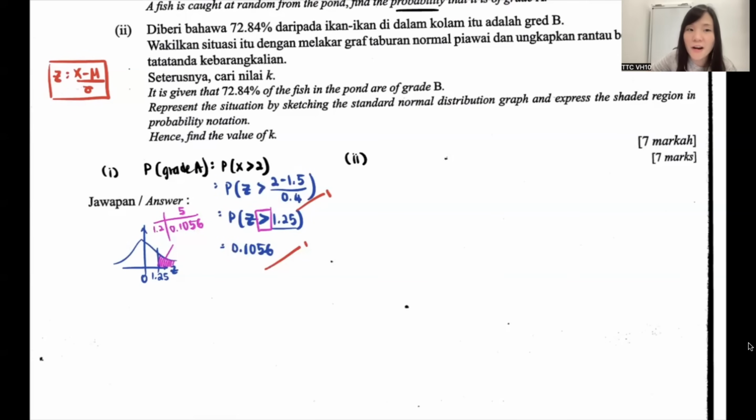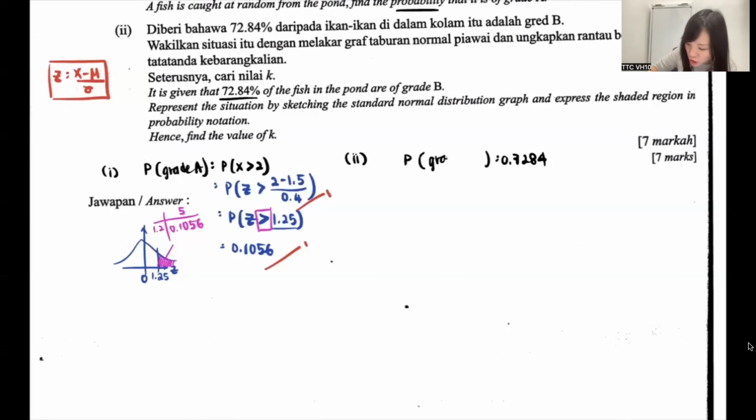Let's move on to the second part. Second part, they say it's given that 72.84%. The moment they give you percent, you know that one is what? Probability. So probability, change it to percentage, change it to probability, divide by 100. So 0.7284. So 0.7284 of people, what happened? 0.7284 of the fish in the pond are grade B.